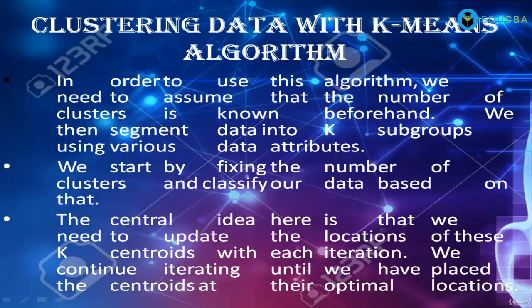The central idea here is that we need to update the location of these k centroids with each iteration. So we will apply iterations, and k denotes the number of subgroups. We will update the location of the k centroids with each iteration. We continue iterating until we have placed the centroids at their optimal location. Now what is the meaning of that?